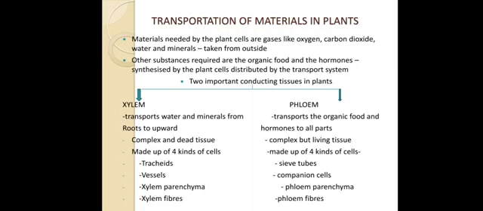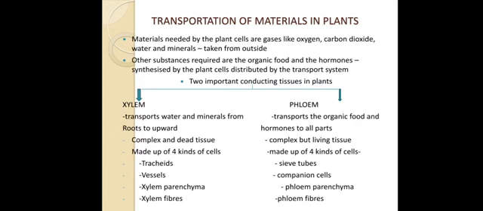So, transportation of materials in plants. First of all, you should know that the materials needed by the plant cells are gases like oxygen, carbon dioxide, water and minerals, which are taken from outside. Other substances required are the organic food and the hormones synthesized by the plant cells, distributed by the transport system.